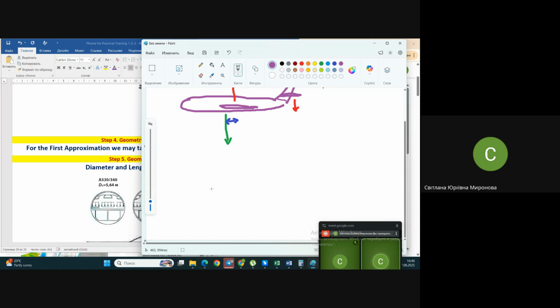Look, for instance, on one hand, in front view, it's a fuselage, and the wing may be somewhere here. Low wing. Where to place the stabilizer with respect to this one?